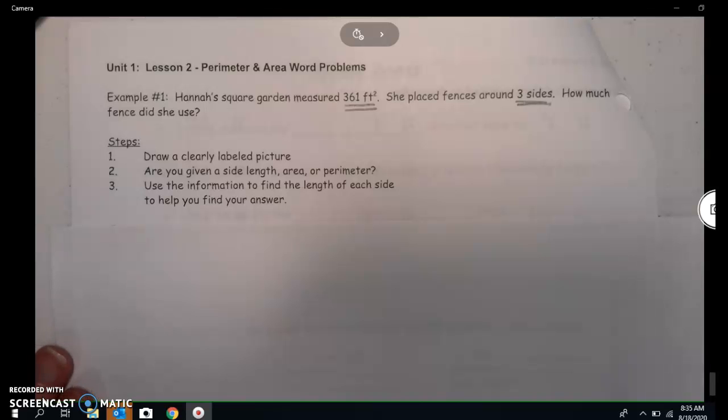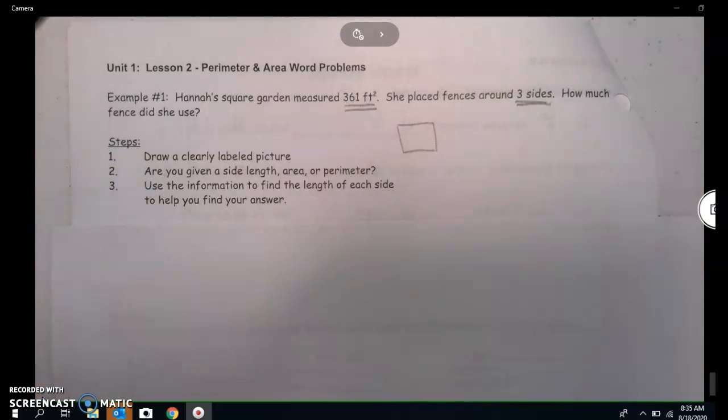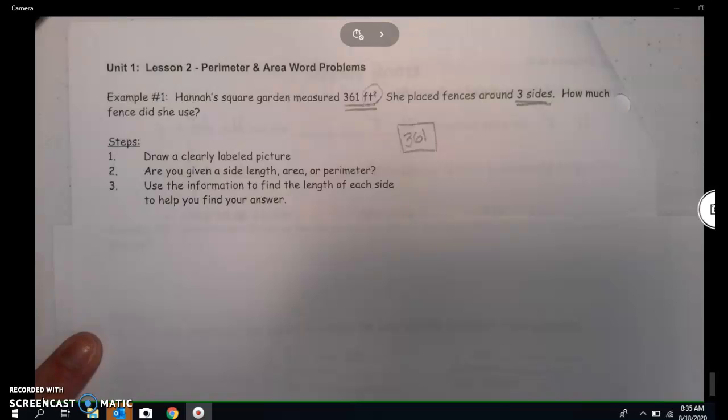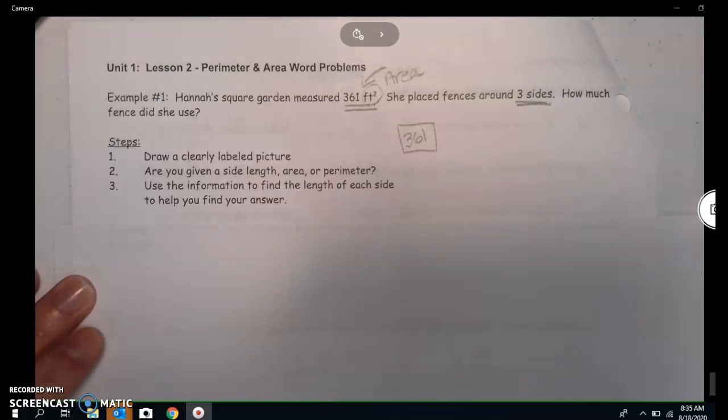So what we're looking for is, first of all, we have a square garden. And our steps tell us, step 1, draw a clearly labeled picture. So I'm going to draw a square right here. And we have to figure out what the 361 represents. Well, what I notice is that the units on it are feet squared. Feet squared, or anything squared, always refers to area. So basically what we're saying is that the inside of her garden is 361 feet squared. So this right here refers to the area.